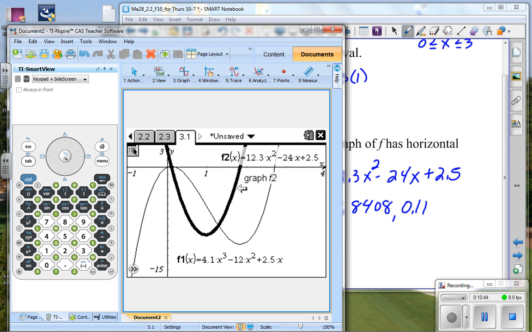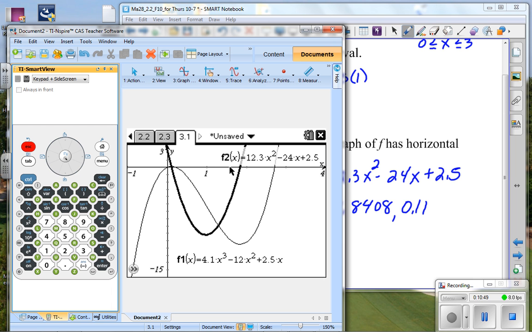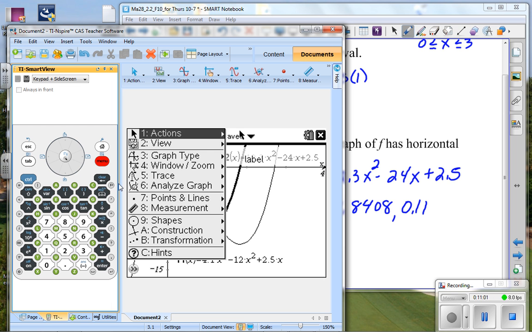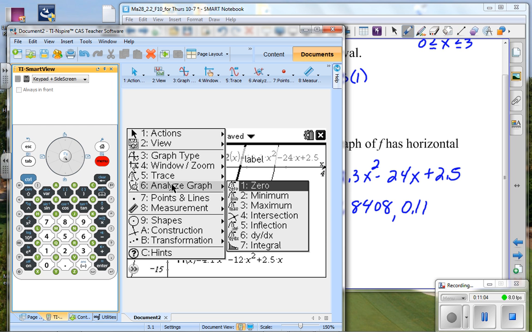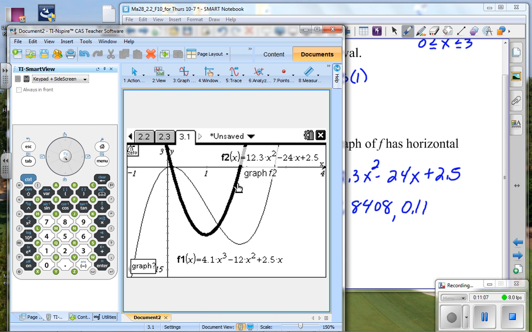Well, let's go over here and see if we can determine. Now, our derivative is the very bold line here. And what we're looking at is, where does the derivative have a value of 0? And it's going to be here. The zeros of the derivative would be here at the input axis. So let's see if we can find something to help us out. If we analyze graph and we look at zero and we point to this graph, notice down here at the bottom it says lower bound. So let's set a lower bound here and an upper bound here.